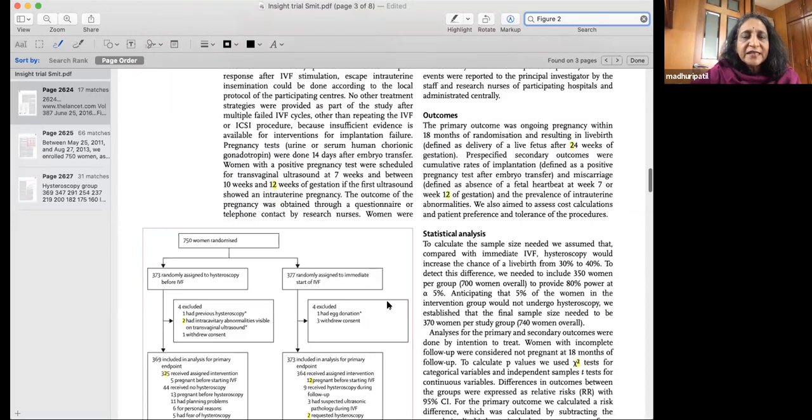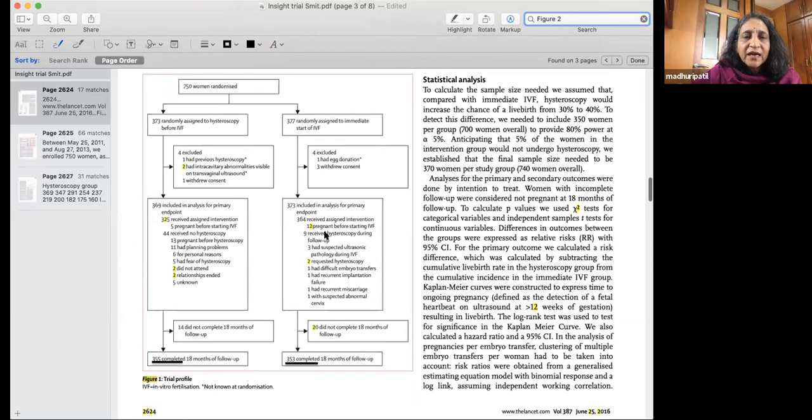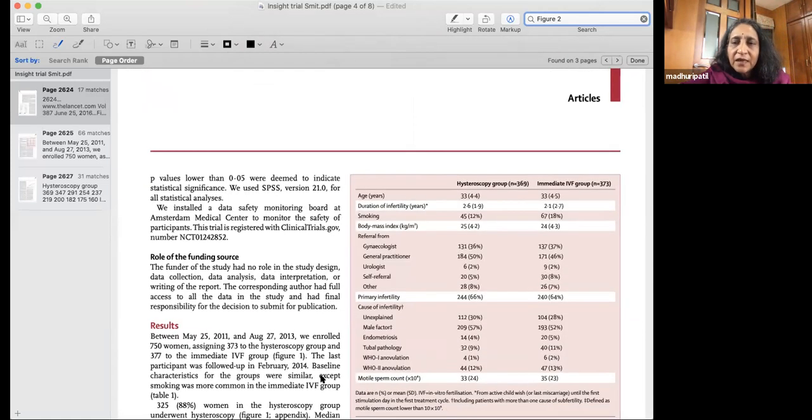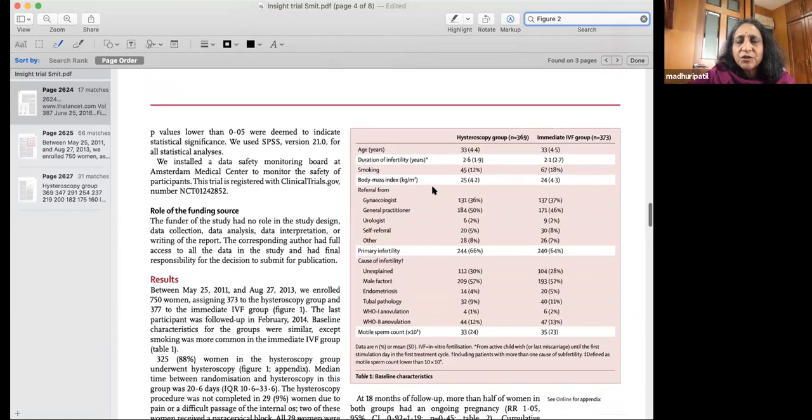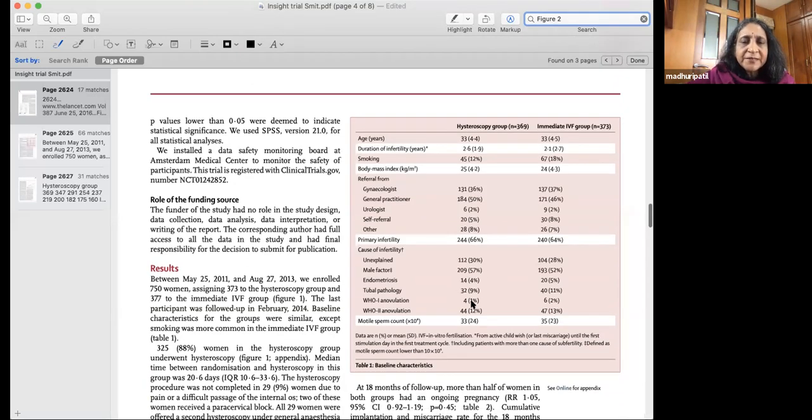So if you see, they had a very good number of cases. They had 750 patients whom they randomized, 373 and 377, of whom 4 were excluded, and therefore they analyzed 355 and 358, and it was completely followed up for an 18-month period. So they've given enough time for follow-up. And you can see over here that the age had nothing significant, and the duration also was similar. So everything was quite similar in both the groups.